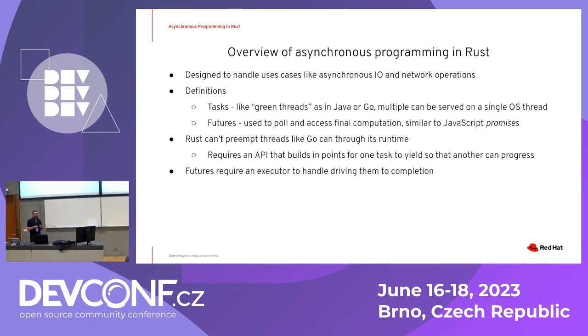So one note is that Rust doesn't really have the same level of runtime that Go does, so it can't preempt threads like Go can in their asynchronous implementations. So it requires an API design that builds in yield points anytime that a green thread, or a task, can't make progress. And futures also require an executor to handle driving them to completion. So in general, you need some sort of executor to drive the asynchronous workflow. That's a lot of information, but we'll dive into some of this in future slides.